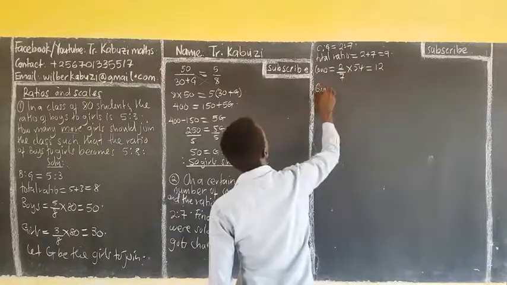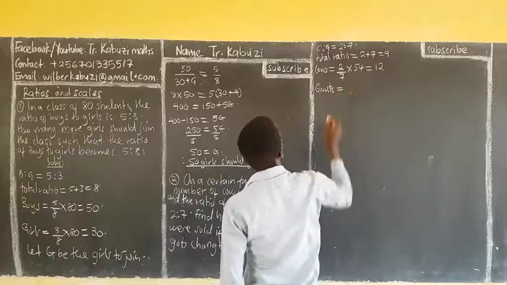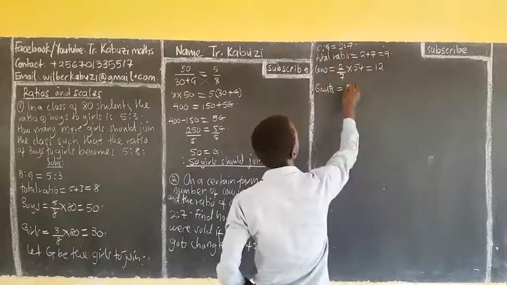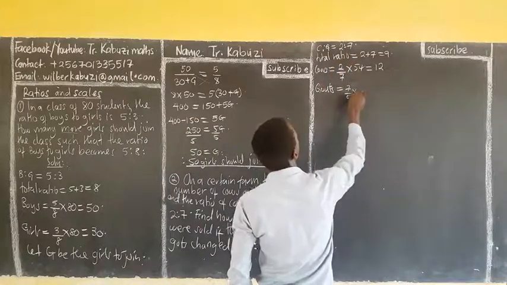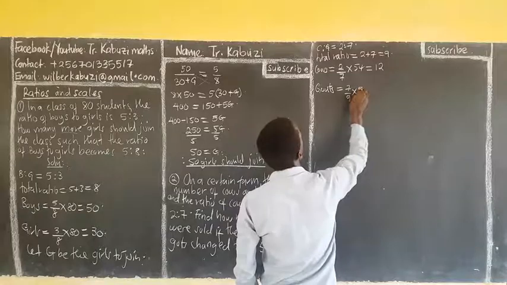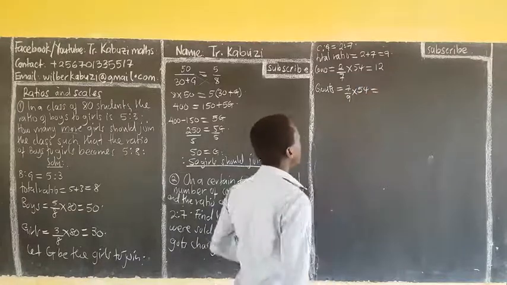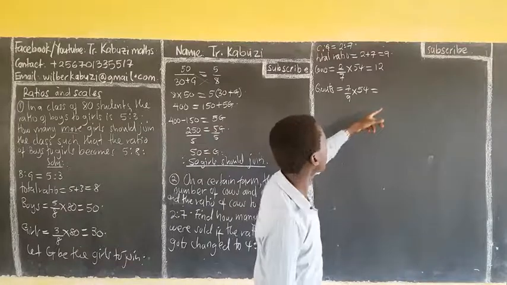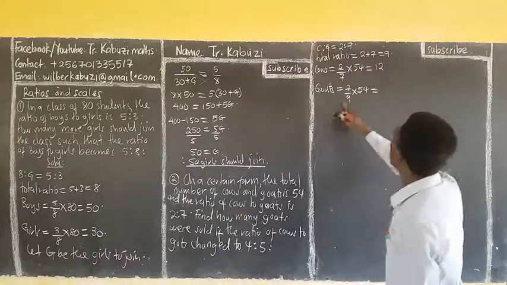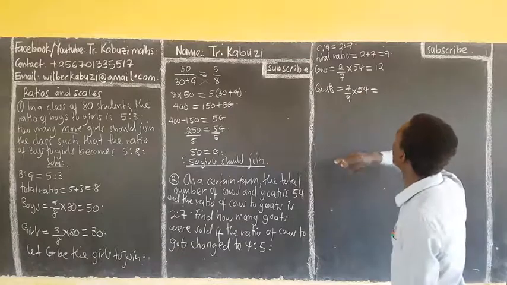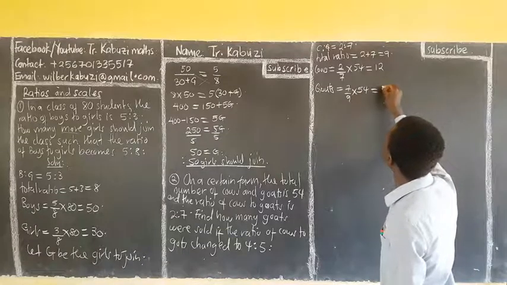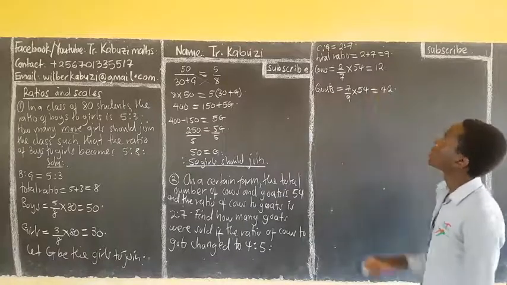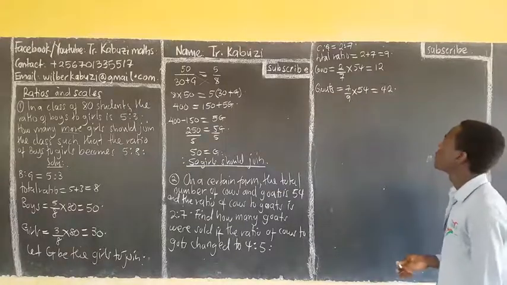Then the goats. The ratio for goats is 7 over 9 times 54. And you see that this 9 goes here 6 times, 6 times 7, I think we get 42. So the number of goats is 42, and the number of cows is 12 on that farm.